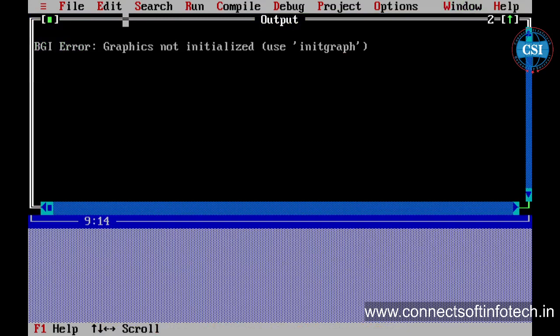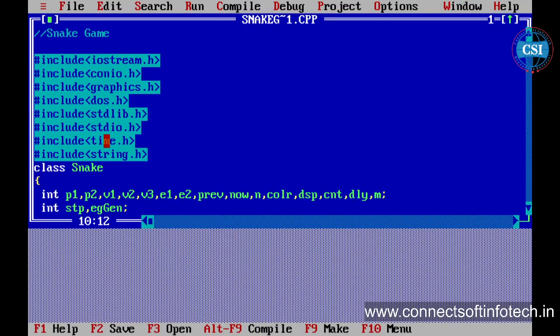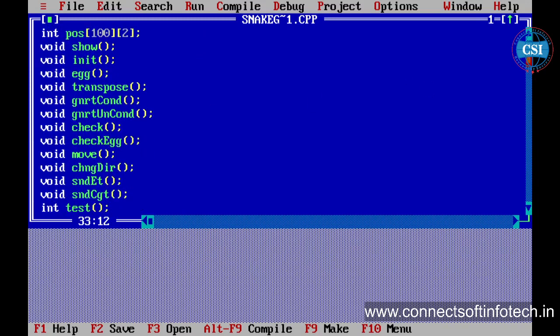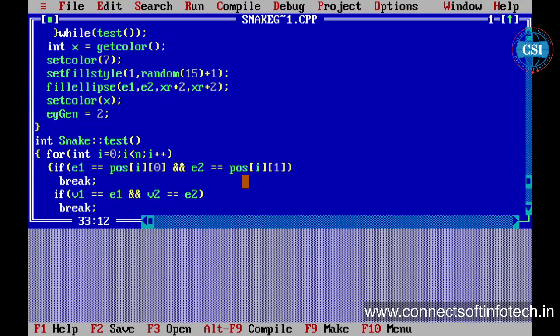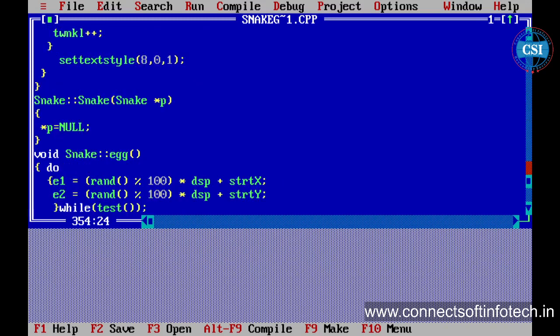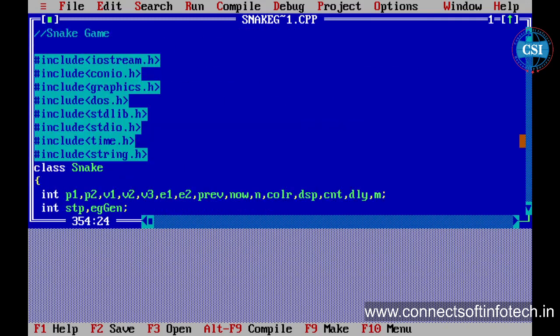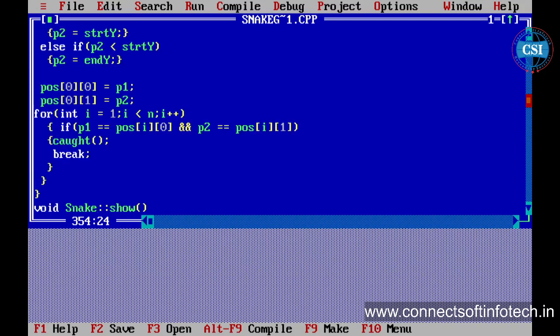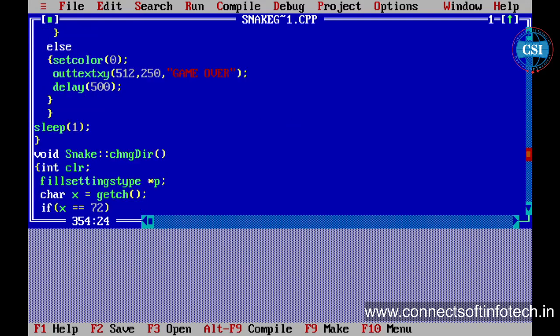Okay, so there is one error. What? Integer graph. So that is a path we have to check properly, where the integer graph is initialized. Graphics mode. So the graphics path is not properly set in this program. That's why it is not going to show.